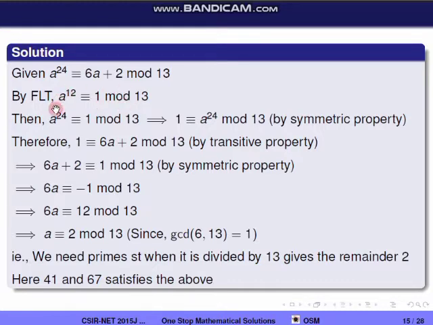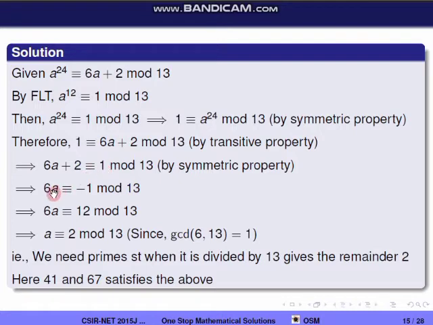So I am squaring both the terms, which holds by concept 2. So a power 24 is congruent to 1 mod 13. And by the symmetric property, 1 is congruent to a power 24 mod 13. And a power 24 is congruent to 6a plus 2 mod 13. So using the transitive property, we can write 1 is congruent to 6a plus 2 mod 13. Again, using the symmetric property, we can write 6a plus 2 is congruent to 1 mod 13. Now I am subtracting 2 from both sides, which holds by concept 3.